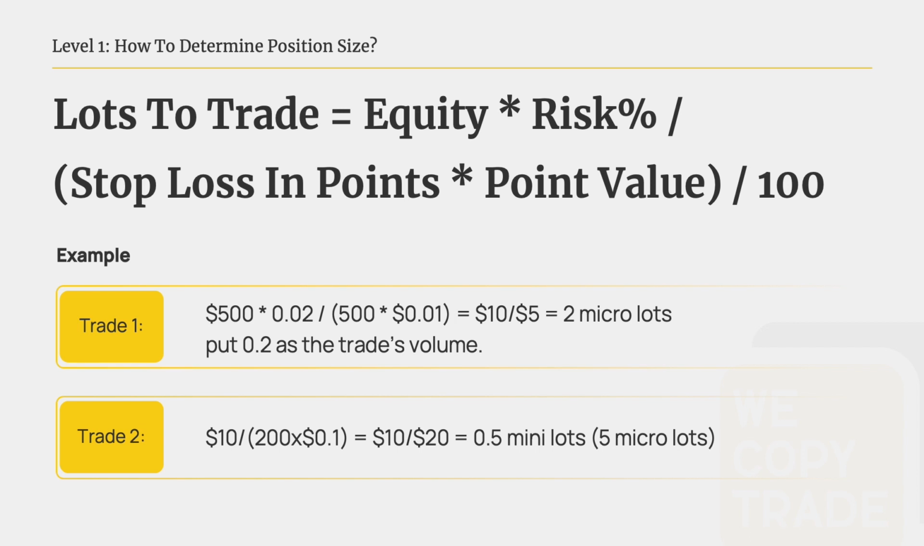Your next trade may only have a 200-point stop. In this case, your position size will be $10 divided by 200 times $0.1 equals $10 divided by $20 equals 0.5 mini lots or 5 micro lots. If you use this method, your position sizes will increase proportionally to the increase in your account. The opposite will happen if your equity decreases and will be adjusted for the situation on the charts.